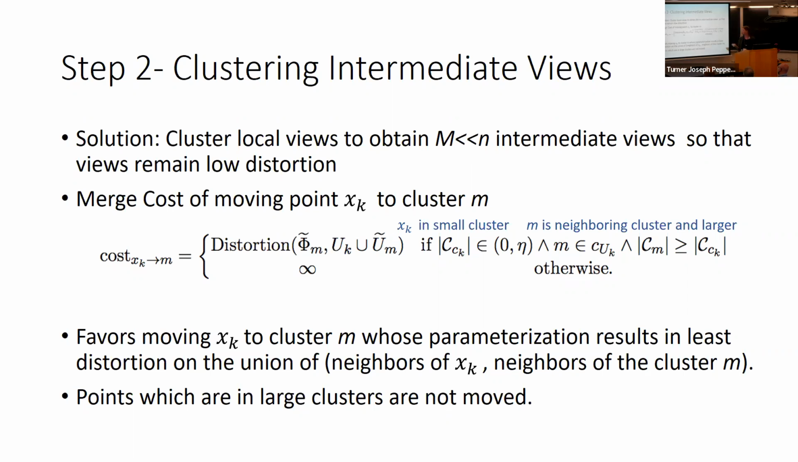And we're moving it into a cluster for which, if we now embed this point using the embedding of that cluster, it has the lowest distortion among the possible clusters it can move into. So this favors moving points into clusters whose parameterization have the lowest distortion, and it favors moving points into larger clusters.